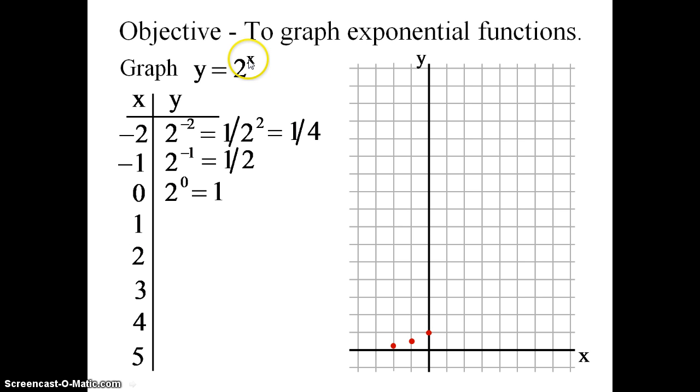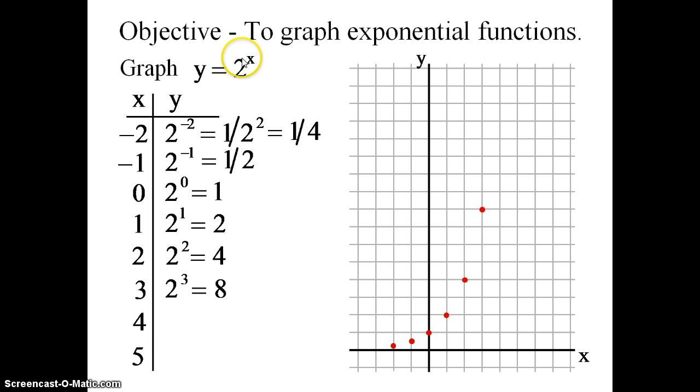If we put in a 1, 2 to the first power, we all know is just 2. So we're going to go over 1 up 2. You can start to see this take off a little bit here. If we put in a 2, 2 to the second power is 4. So we're going to go over 2 up 4. Put a point. If we input a 3, we're going to have 2 to the third power, which is 2 times 2 times 2, or 8. So we're going to go over 3 up 8 and put a point.